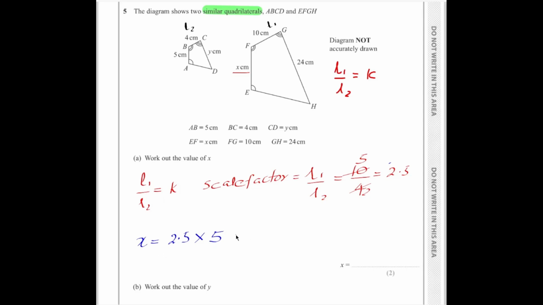Then the answer comes as 2.5 into 5 becomes 12.5. Then the answer comes as 12.5 centimeters. Let's move on to part B.